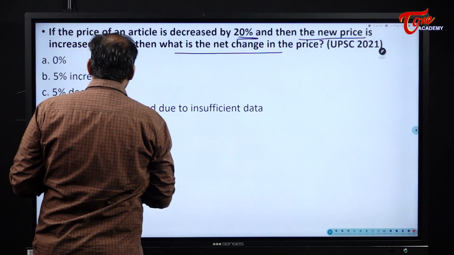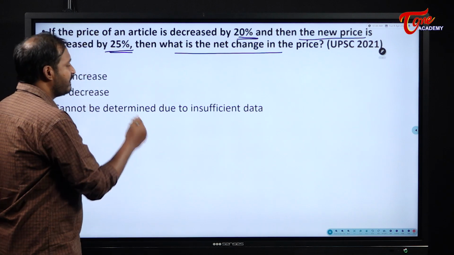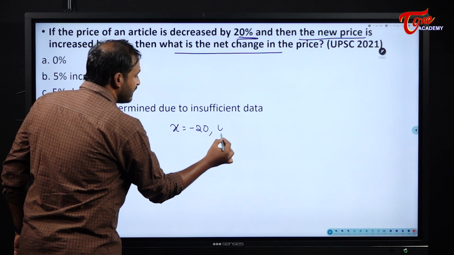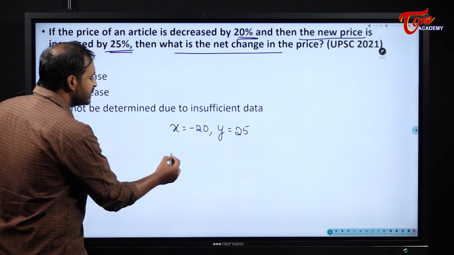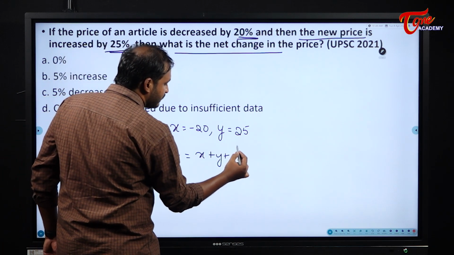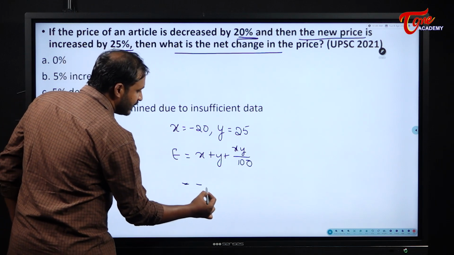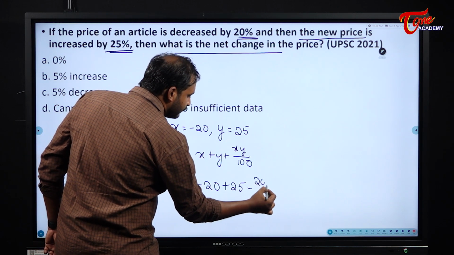Now see here students, in this case, 20% and 25%, what will happen for us? X I will take as -20, because it is decreased. Y I will take as 25, because it is increased. So for the effective change in percentage, what is the formula we have? X + Y + XY/100, which in turn becomes -20 + 25 - (20 × 25)/100.